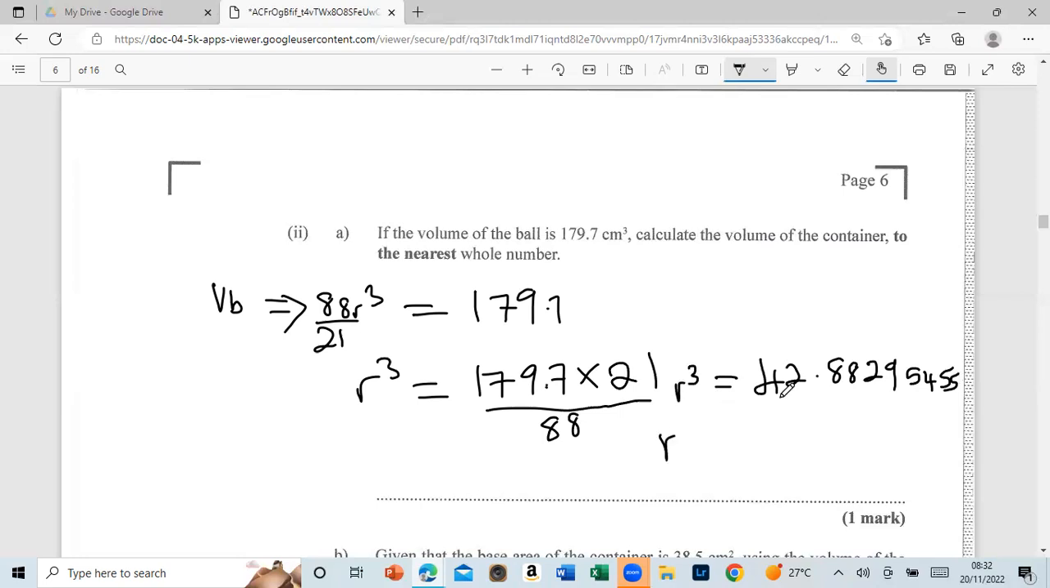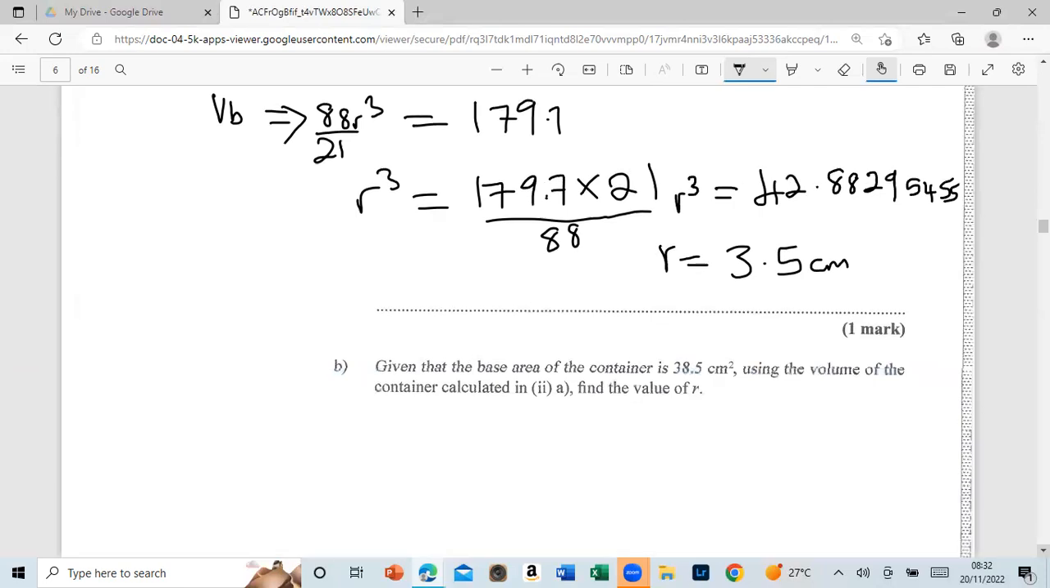So what we're going to do is find the cube root of this. What number multiplied by itself three times gives that? And the radius would be 3.5 centimeters. And that's 1 mark. Whoa, that's a lot of work. Let me choose the hard way.